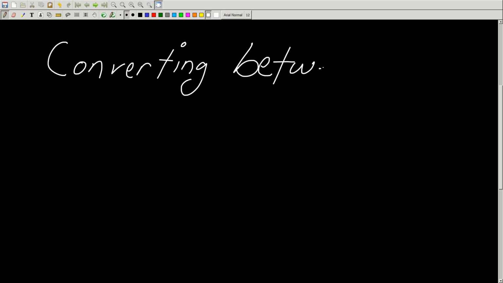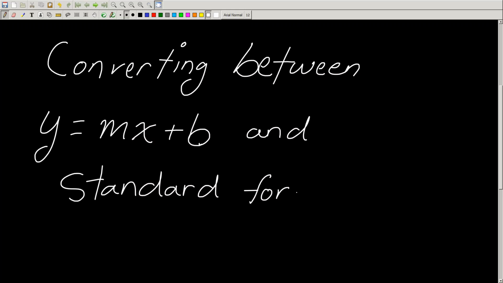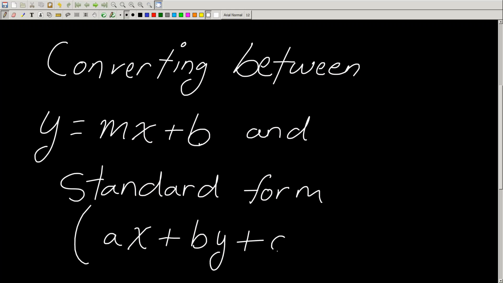Alrighty then, in today's fun and exciting video, what we're going to be talking about is converting between two forms of the equation of the line. So converting between what's called slope-intercept form, or y equals mx plus b, and standard form. Standard form has a 0 on one end, and it looks like ax plus by plus c equals 0. So we're going to convert between these two forms, so we're going to talk about how to do that.